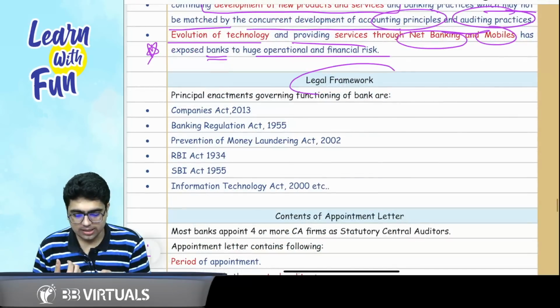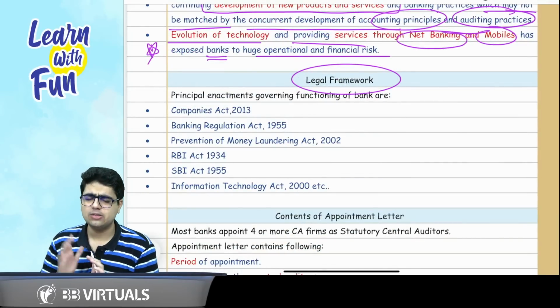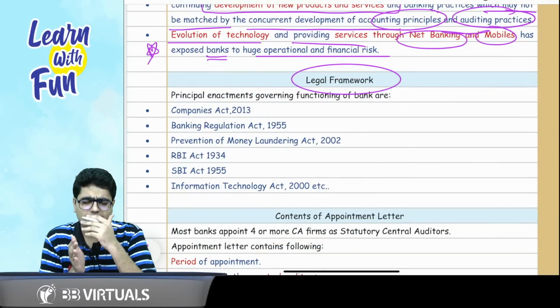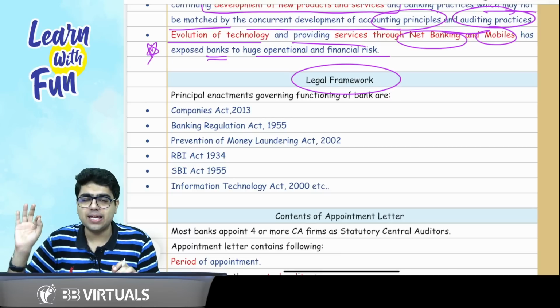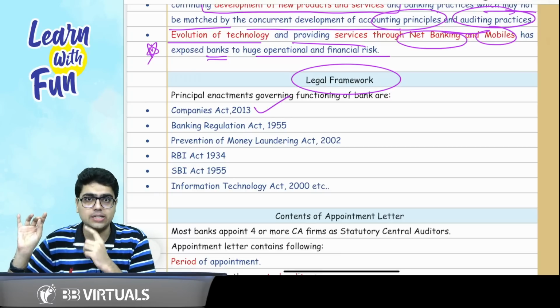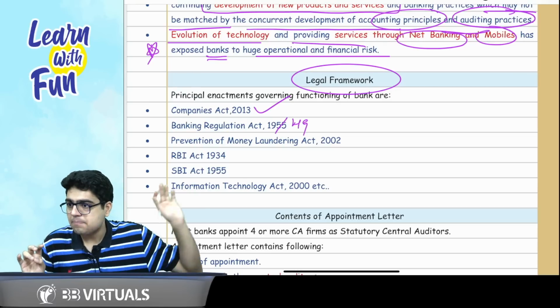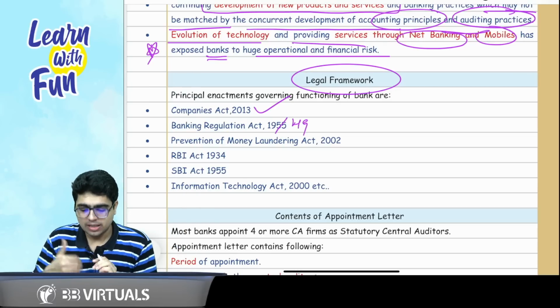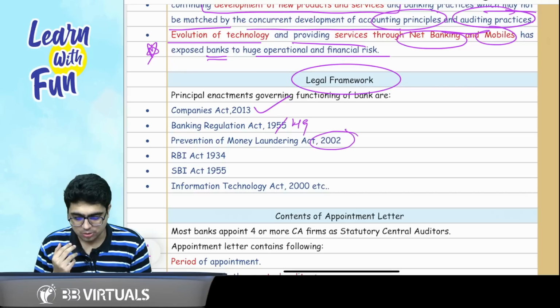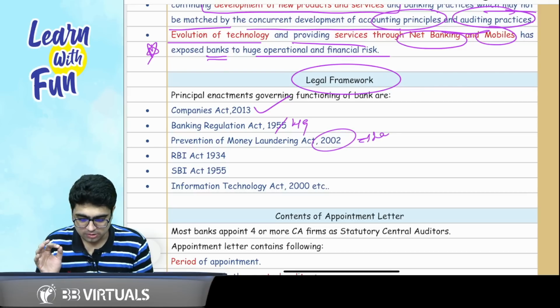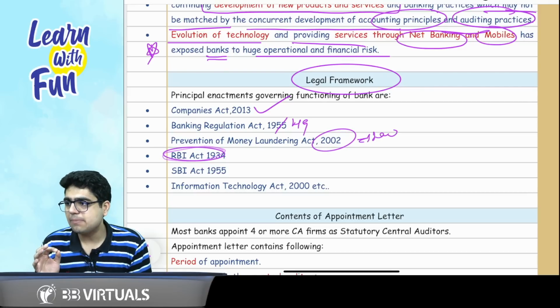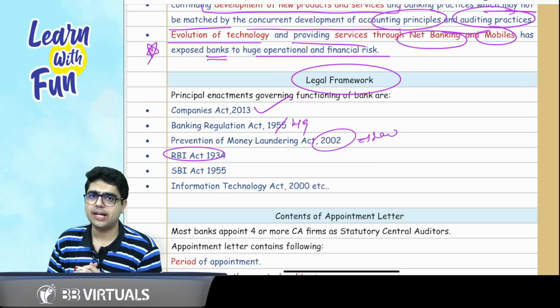Next point, what is the legal framework associated with bank audit? So please understand, banks have to comply with the basic acts. If there is a banking company, it will comply with the Companies Act 2013. Then the Banking Regulation Act 1949. Then comes the Prevention of Money Laundering Act 2002. You must have studied it in law. Then RBI, being the banker of the banks, you need to comply with the RBI Act 1934.